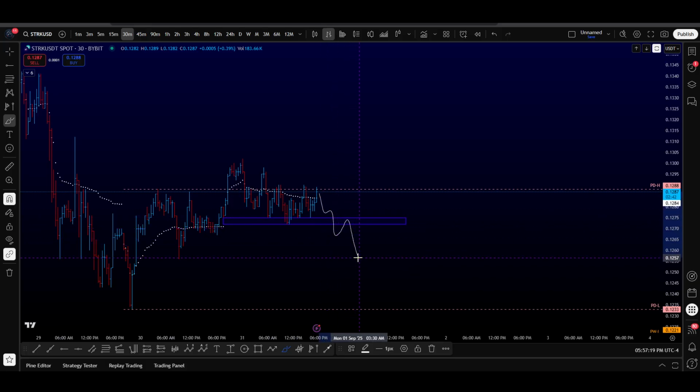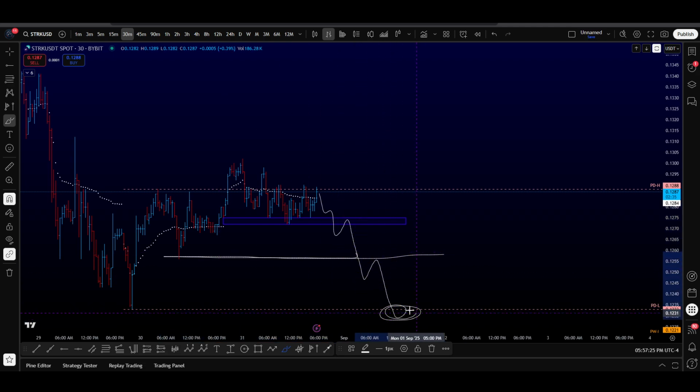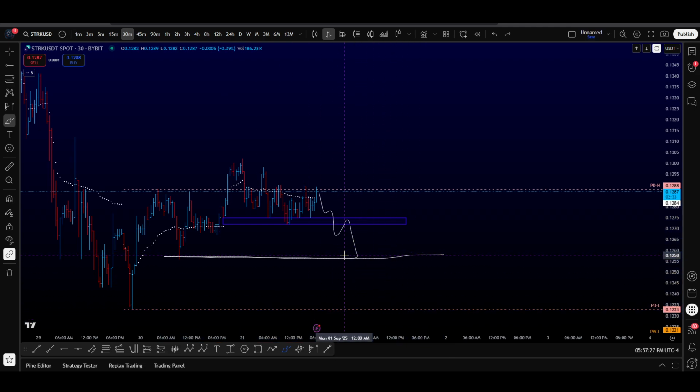Now, if you start to break below this level, then you can start to aim for these lows right around here, right? And then possibly these lows afterwards. So just something to keep in mind.